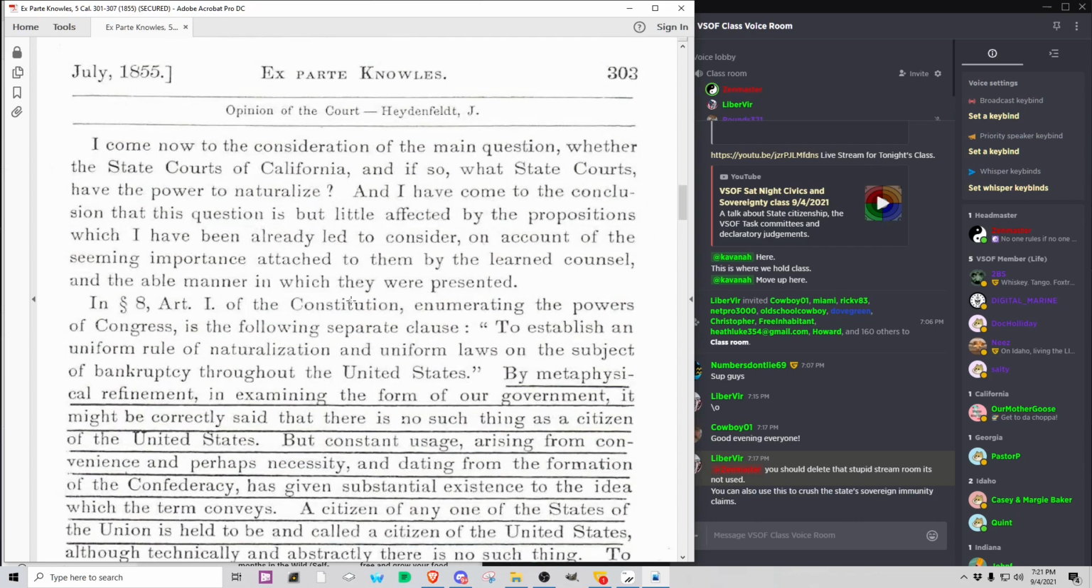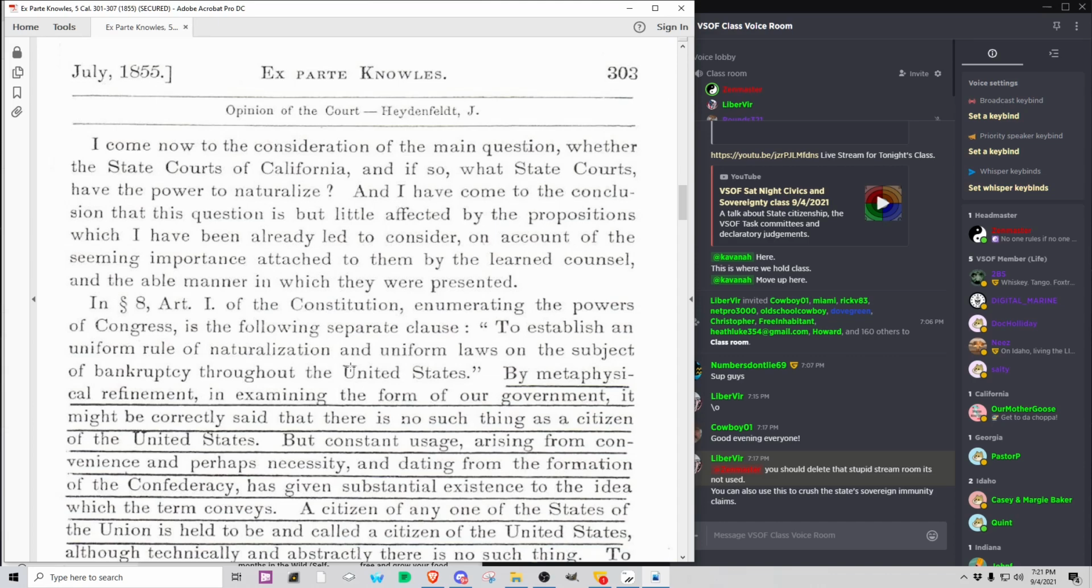All right, to continue. I come down to the consideration of the main questions, whether the state courts of California, and if so, what state courts have the power to naturalize? And I have come to the conclusion that this question is but little affected by the propositions which I have already led to consider on account of the seeming importance attached to them by the learned counsel and the able manner in which they were presented. In Section 8, Article 1 of the Constitution, enumerating the powers of Congress, is the following separate clause. Quote, to establish an uniform rule of naturalization and uniform laws on the subject of bankruptcy throughout the United States.